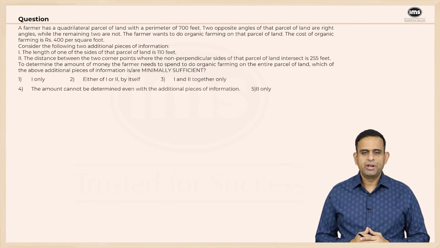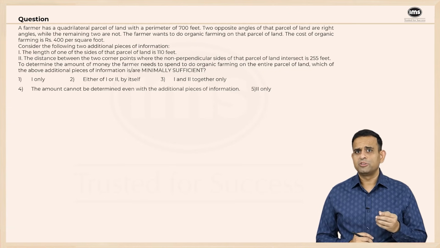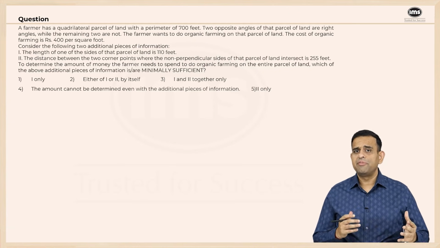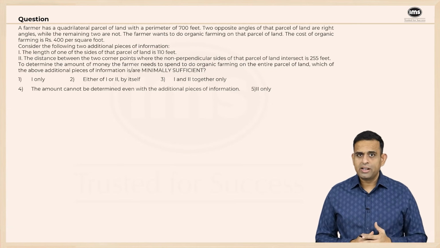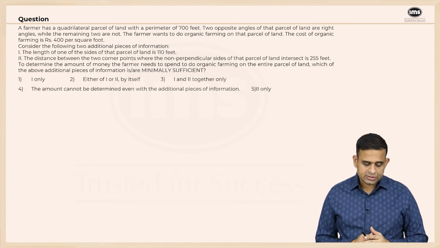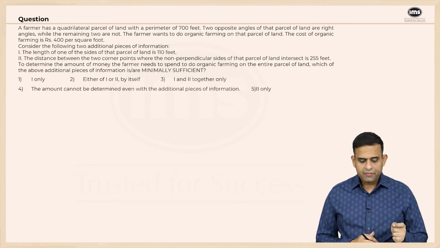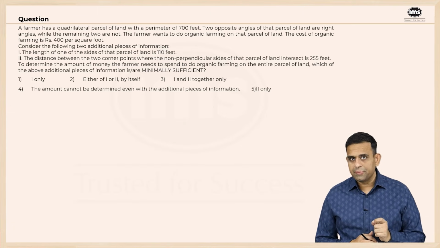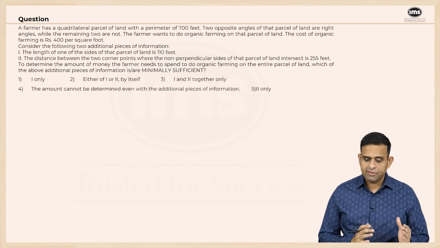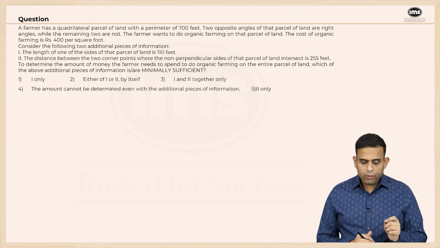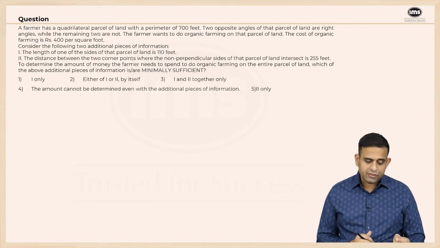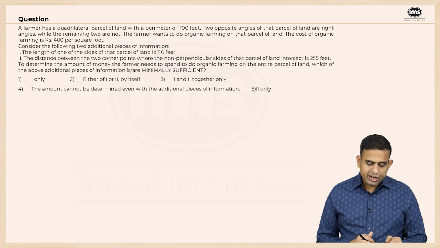The next sum happens to be a difficult one, and I believe that many of you will possibly make a mistake if you don't read the sum very carefully. Let's read it and try to understand what has been given to us. A farmer has a quadrilateral parcel of land with a perimeter of 700 feet. So they have given the sum of the four sides to be equal to 700 feet. Two opposite angles of that parcel of land are right angles. That's a very important piece of information given to you, while the remaining two are not.